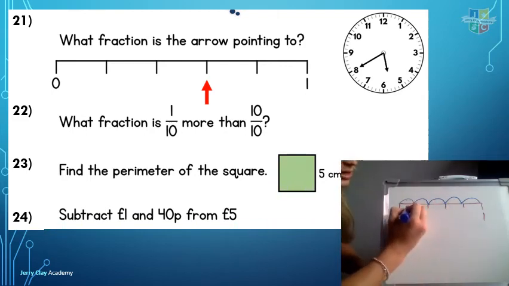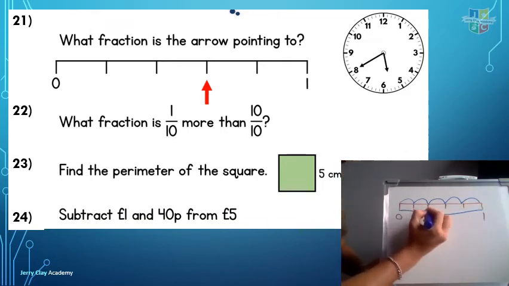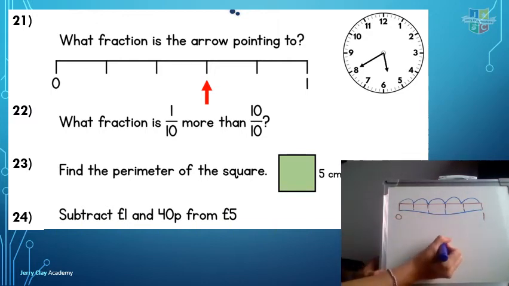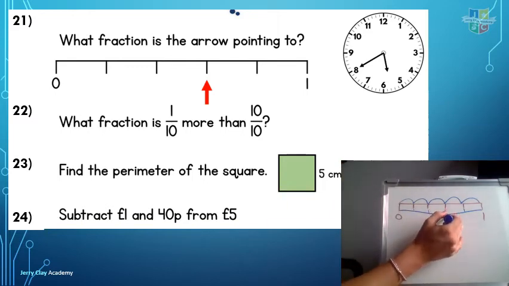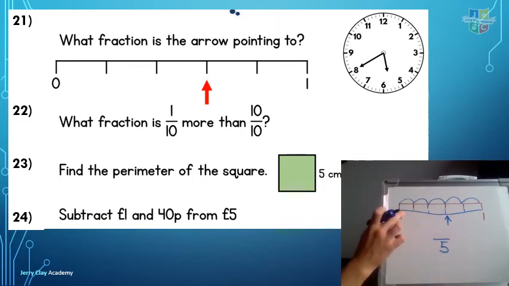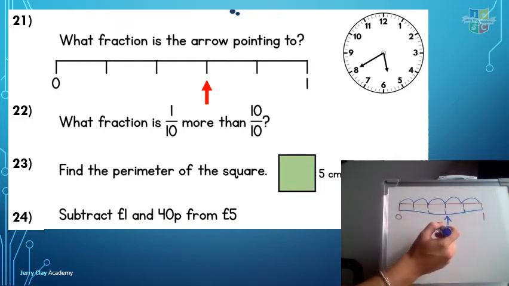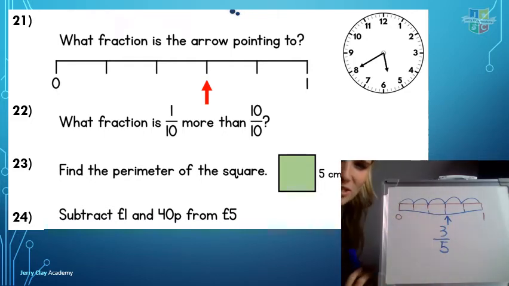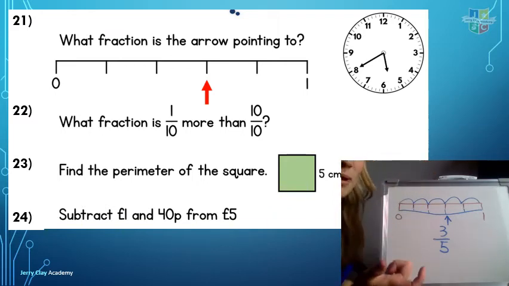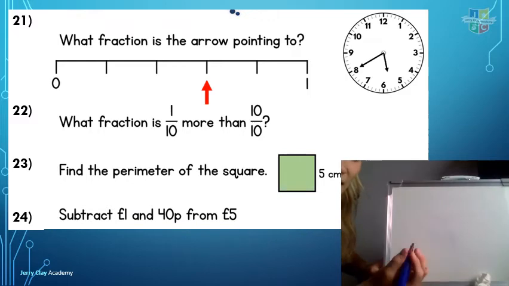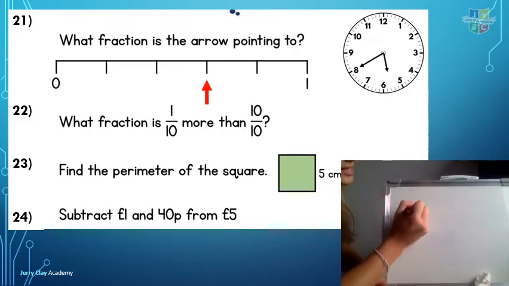I could have also turned it so it looked like a bar model to show where my parts are, and I can see now I've got 1, 2, 3, 4, 5 parts. So my denominator is going to be 5 because I've got 5 parts. Now I want to see how many the arrow is worth. My arrow is here, so I want to know how many parts. So I've got 1 part, 2 parts, 3 parts, so it's 3/5. So well done if you got 3/5 correct, and if you haven't, you should now be able to see you could have turned it into a bar model or seen each of the parts to really show your working out. Then it says what is 1/10 more than 10/10.